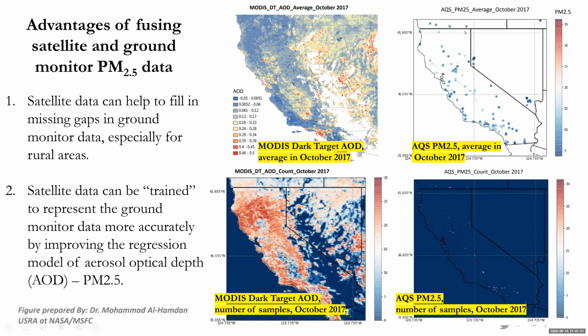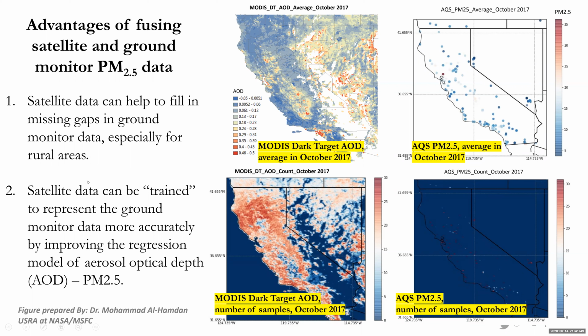And even though California is one of the most well-monitored states in the United States, we still have quite scattered locations for these monitors. On the left-hand side, we have the aerosol optical depth provided by the NASA satellite MODIS dark target product. Combining these two, we can have a much more spatially homogeneous coverage for the entire state of California.